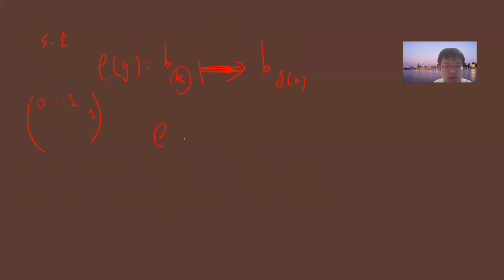Okay, and also rho gh will map Bk into B ghk. But g and h are already group elements, so you apply h to k and then g and you permute. So by definition, this is just rho g rho h. Okay, so it's a group representation.